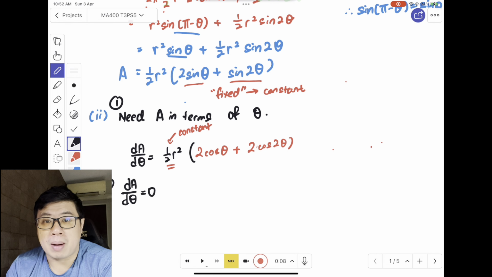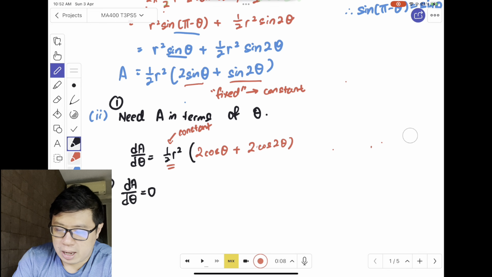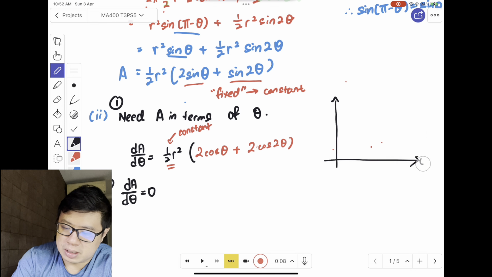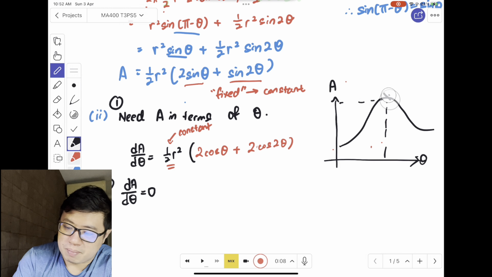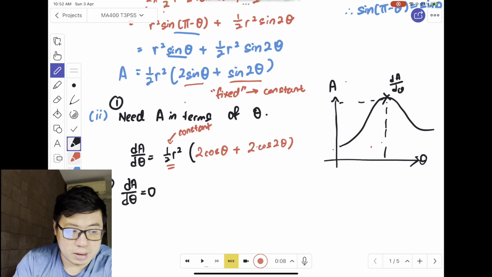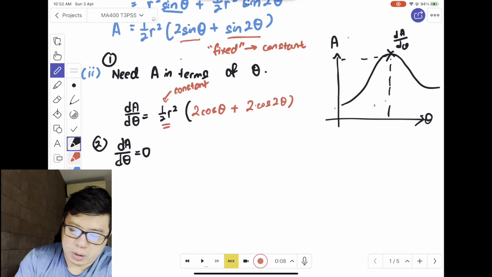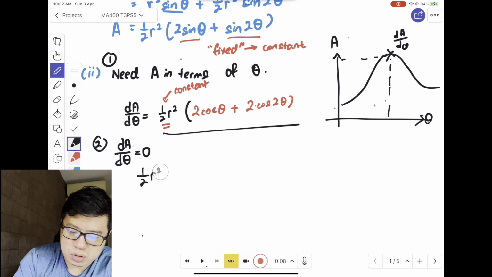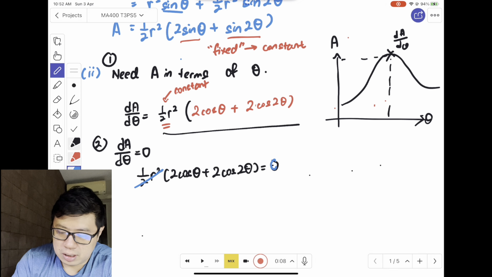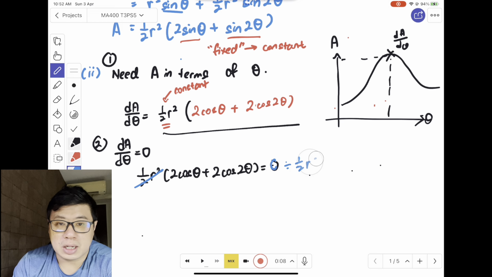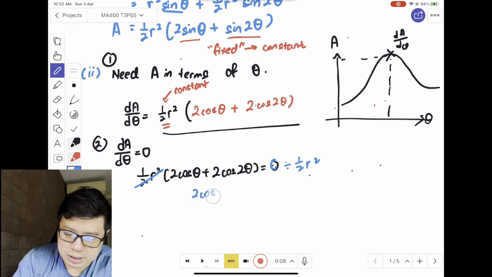Again, if you look at my previous videos, you know that I always draw a graph, and I will have A against theta, where this particular value of theta here gives you the maximum A, right? dA/d theta equals 0. So I'm going to equate this entire expression, half r squared times 2 cosine theta plus 2 cos 2 theta, equals 0. I'm just going to cancel away half r squared, dividing by half r squared on both sides, which is a constant. It doesn't bother me. So 2 cos theta plus 2 cos 2 theta equals 0.